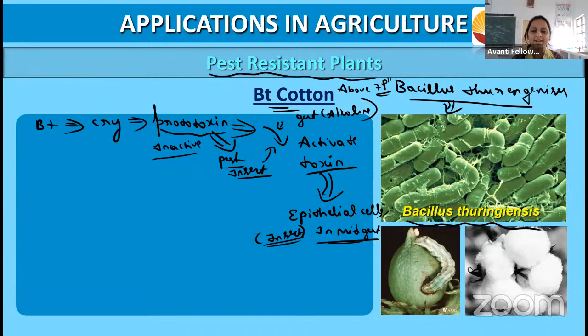Nothing will happen, right? But this toxin is going to create pores on the cell. See here, this is a cell, right? You can see here, this is the extracellular fluid.